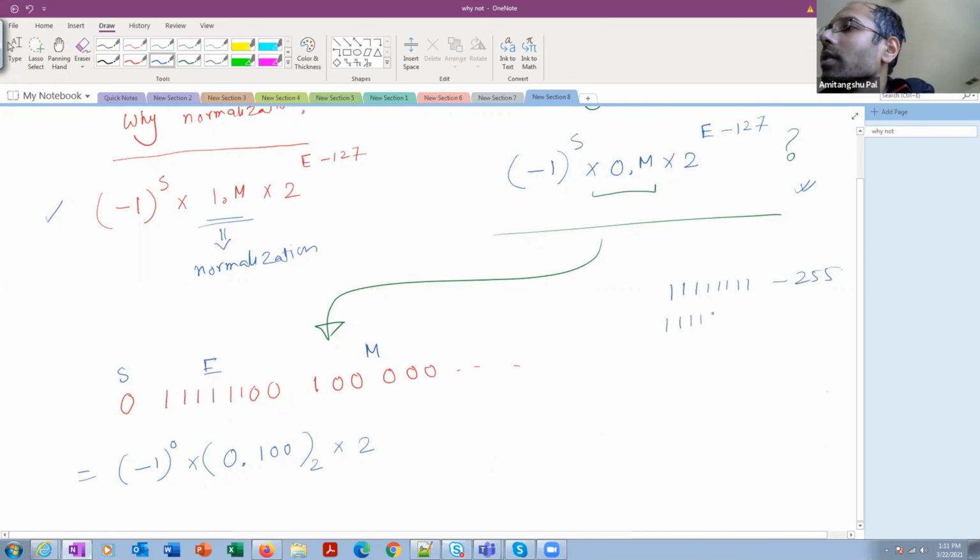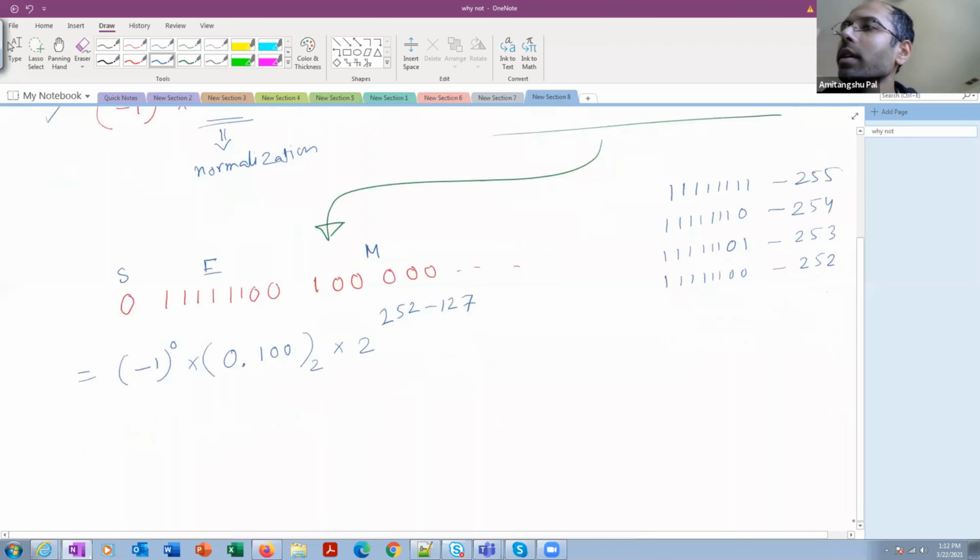When it is all ones followed by 0, it is going to be 254. All ones followed by 0, 1 is going to be 253, and all ones followed by 0, 0 is 252. So this number is basically 252. So 2 to the power 252 minus 127.